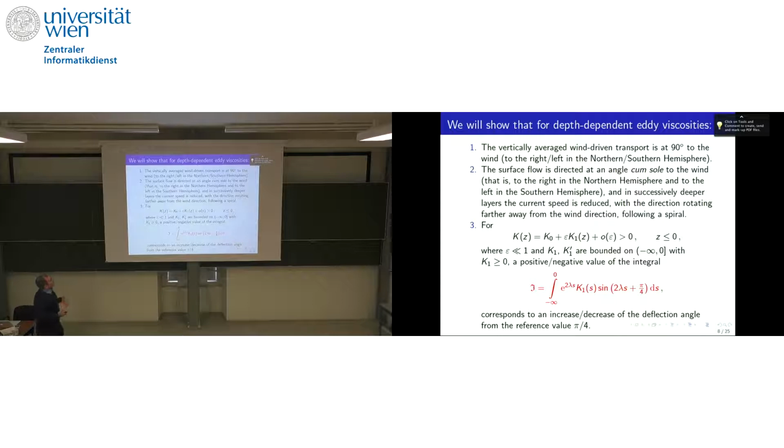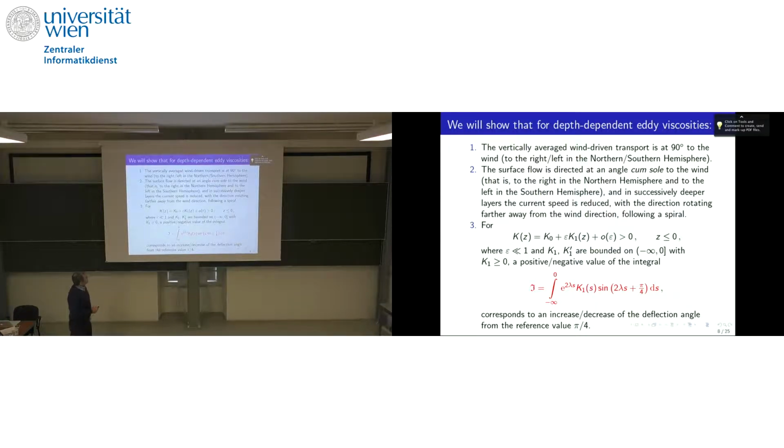What I will show is, first of all, that it follows directly from the equations that this 90-degree transport is always valid. That's an easy calculation. The other thing is that you always have this spiral, in the sense that the horizontal current decreases with depth, and it continues to rotate in the same direction as the one that you see at the surface. So there is a spiral.